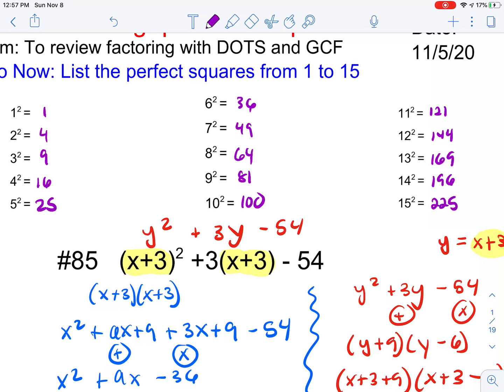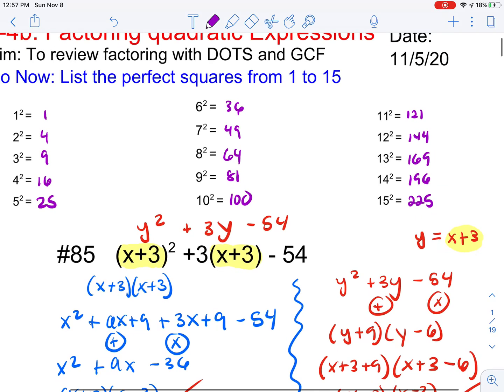So in terms of questions, the majority of the questions that are factorable by difference of two perfect squares will have those perfect squares within the question. So it's important to be able to recognize them to be able to use this method.